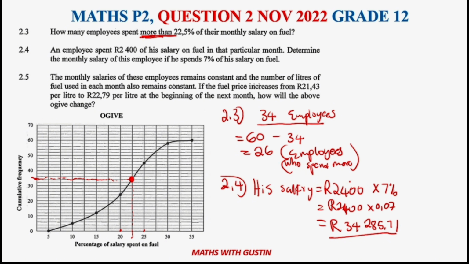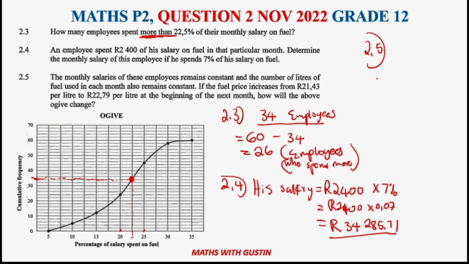All right, okay, so now let's have a look at 2.5. Question 2.5, this is the last question for this question. It said the monthly salaries of these employees remain constant and the number of liters of fuel used in each month also remains constant. If the fuel price increases from 21 rands and 43 cents per liter to 22 rands and 79 cents per liter at the beginning of the next month, how will the graph of the Ogive change?